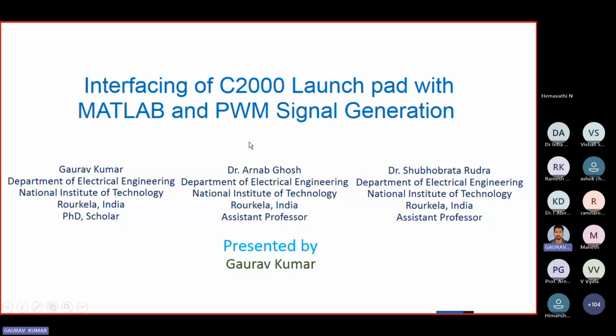Good morning to all. My name is Gaurav Kumar. I'm a PhD scholar in the Department of Electrical Engineering at NIT Rourkela. Today I'm going to present interfacing of C2000 Launchpad with MATLAB, and also I will show you how to generate the PWM signal through the C2000 microcontroller.